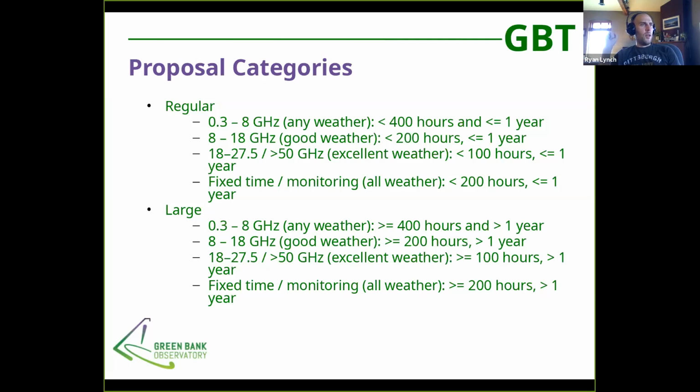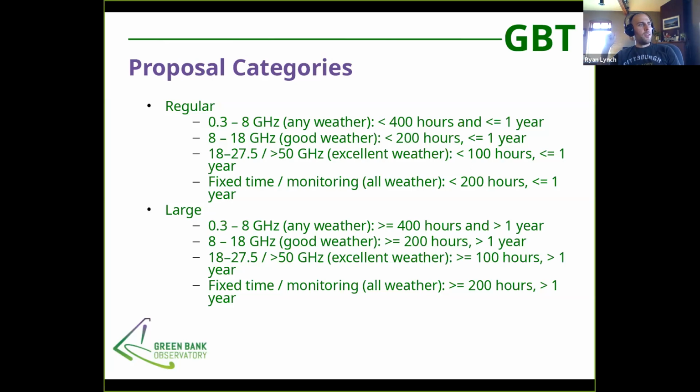8 to 18 gigahertz, considered good weather, that's less than 200 hours or less than or equal to 1 year. Between 18 and 27.5 gigahertz, where there's a water line and we need very dry conditions, as well as above 50 gigahertz, that's considered excellent weather conditions, and the threshold there is less than 100 hours. And I don't think I actually put this on here, but between 27.5 and about 39 gigahertz, up to about the oxygen absorption line range, that's also considered good weather, and so that falls into the 200-hour category.